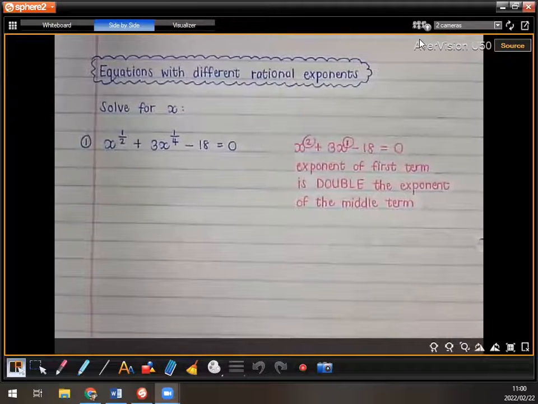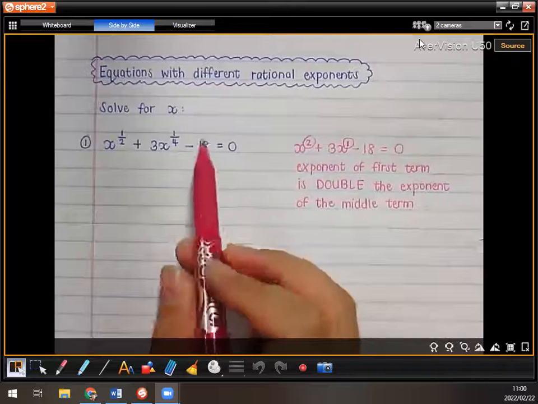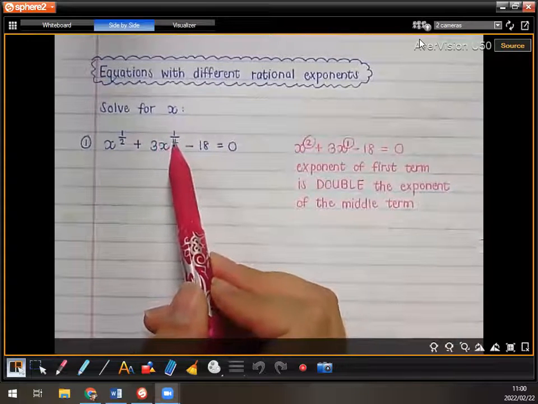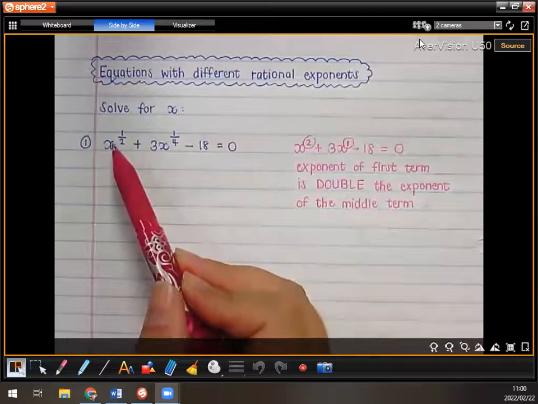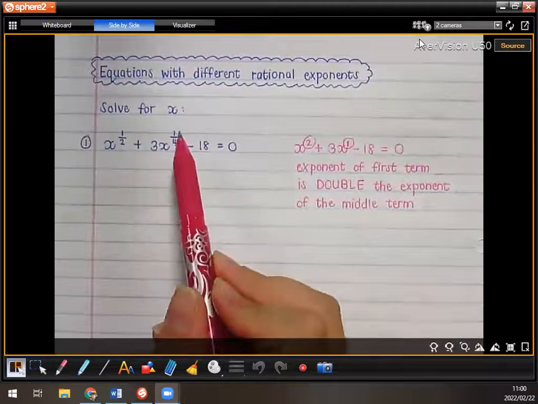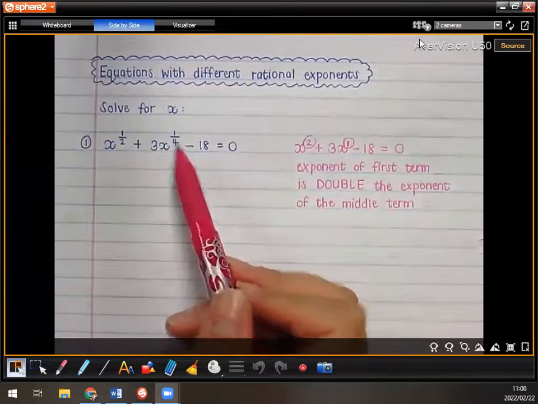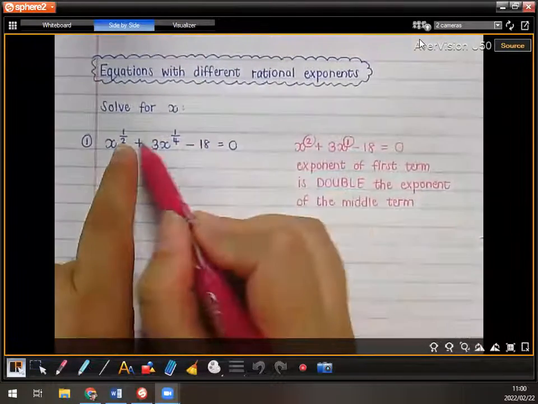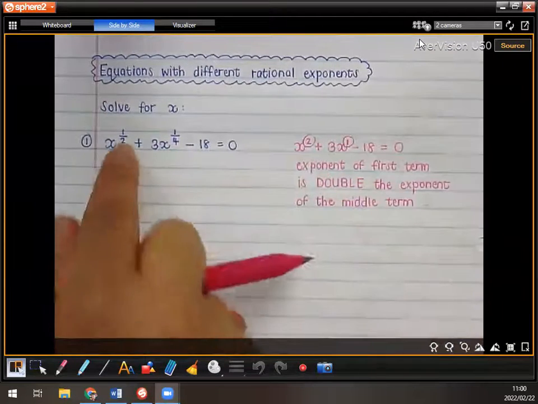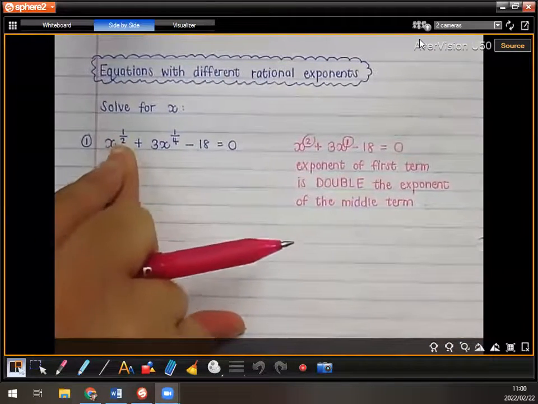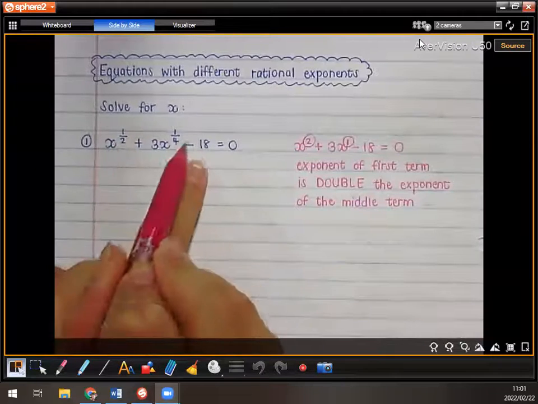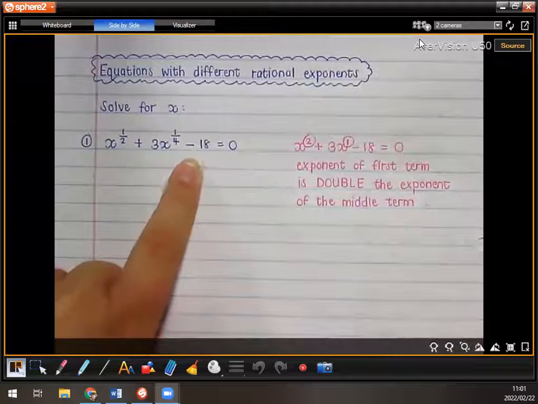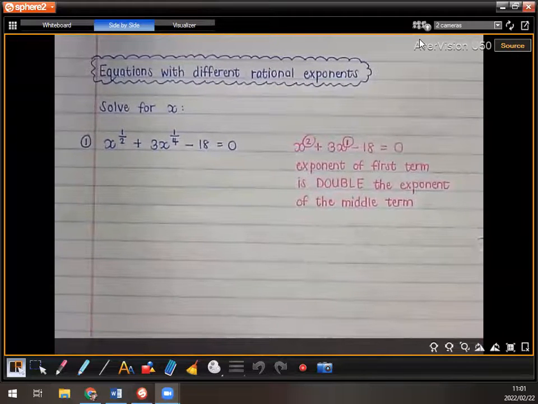Guys, if you're looking at the first equation, the one written in blue, the same thing is actually happening here. Not as easy to spot, but if we pay attention, then we can see, isn't a half double a quarter? Okay, a quarter plus a quarter will give you a half. All right, so in this case, we have the same kind of pattern. The exponent of the first term is double the exponent of the middle term, and then we have a constant term.